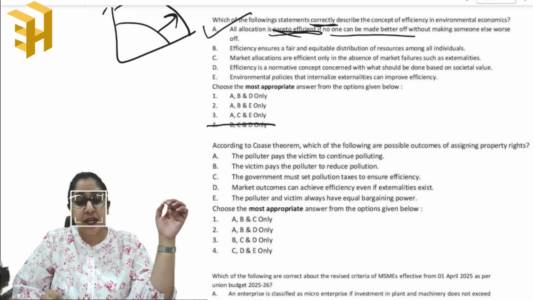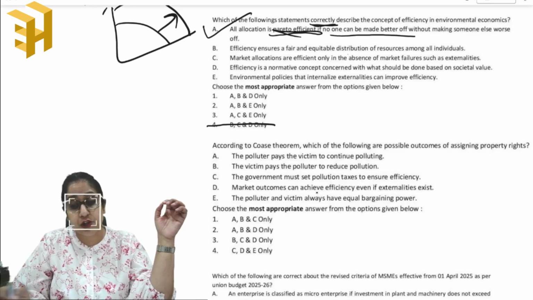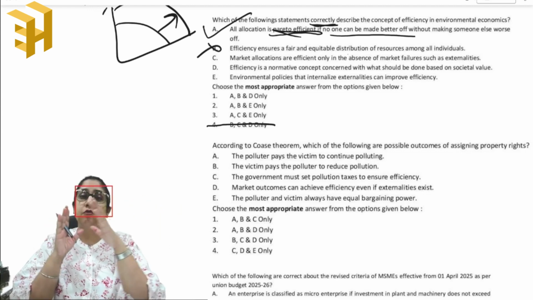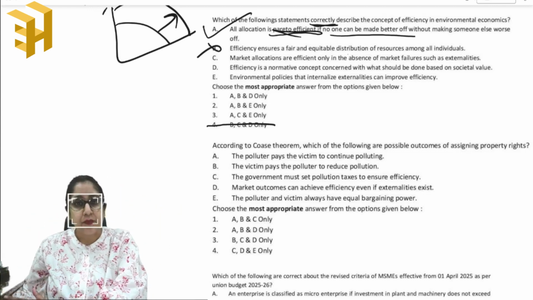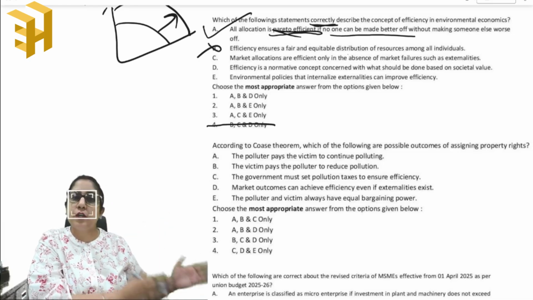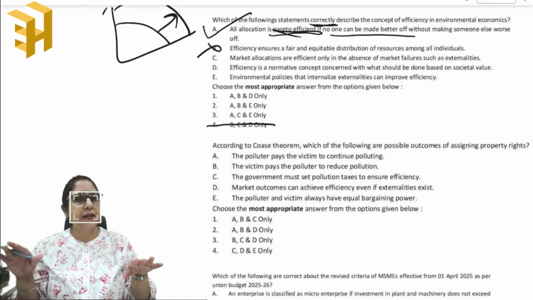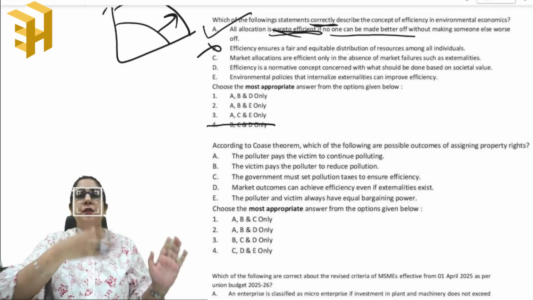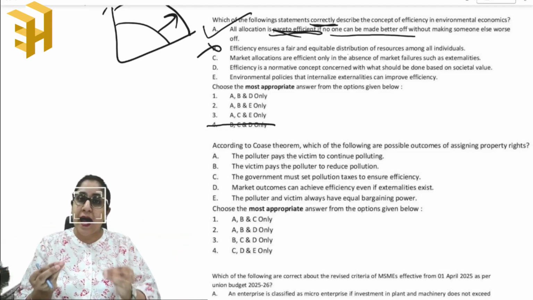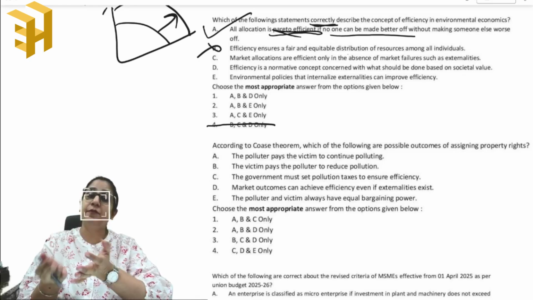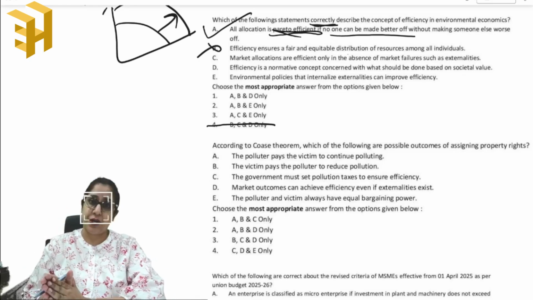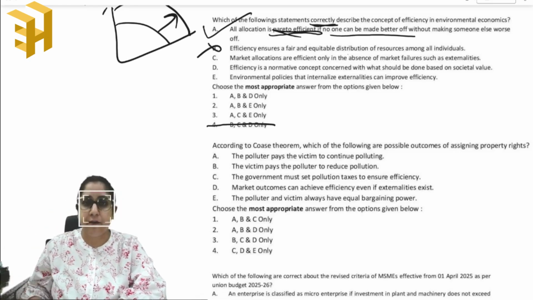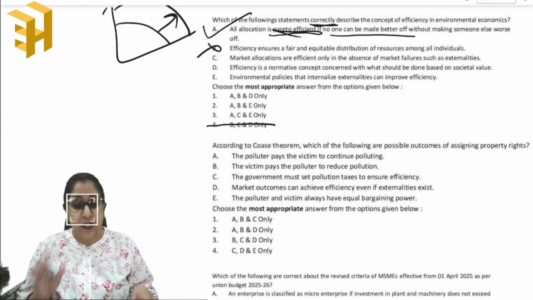Then efficiency ensures a fair and equitable distribution of resources among all individuals. Not at all. This is incorrect. You give 100 rupees to a billionaire and 100 rupees to an individual belonging to a BPL category. The utility that is derived from it is not the same. So it does not mean that if you distribute 100 rupees to each and every one, the value or the utility or the welfare which is derived from it is equitable. Okay, so equitable distribution does not always necessarily mean efficiency. Okay, so B is incorrect.